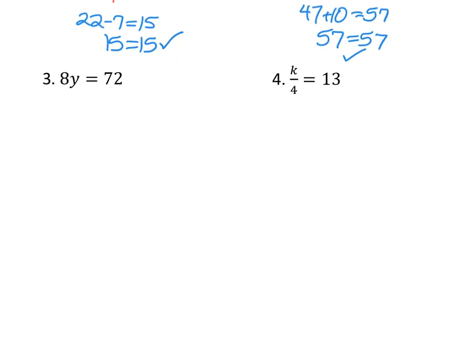Moving on to the next two types of inverse operations here. We have 8y equals 72. What's currently happening in that equation? 8 and a y are together, which means we are multiplying. Do y'all know why we're multiplying when two letters are stuck next to each other? It does mean you're multiplying.